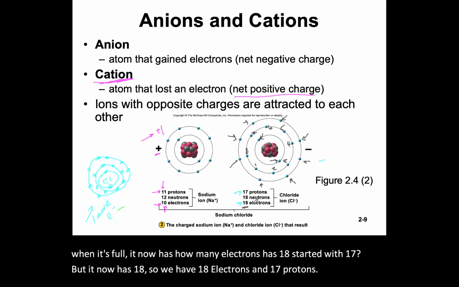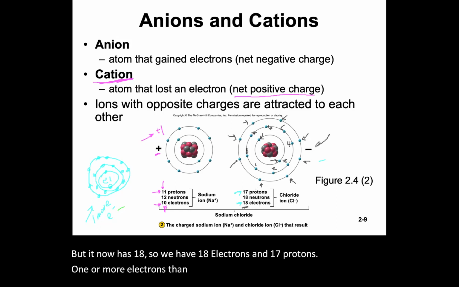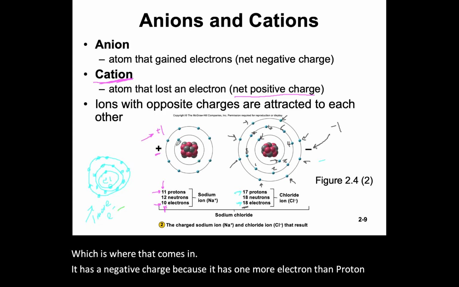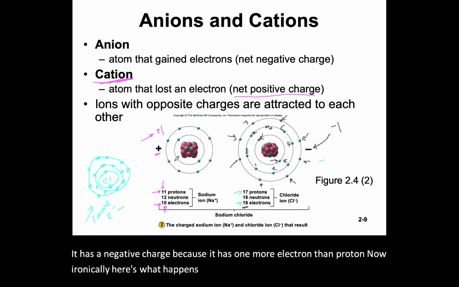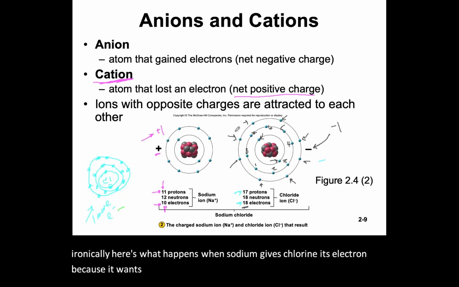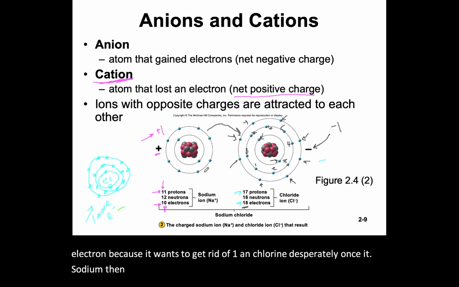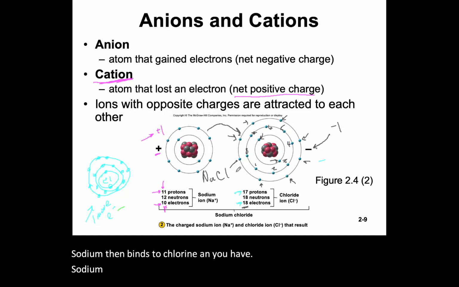One more electron than proton, which is where that comes in. It has a negative charge because it has one more electron than proton. Right? Now, ironically, here's what happens. When sodium gives chlorine its electron, because it wants to get rid of one, and chlorine desperately wants it, sodium then binds to chlorine, and you have sodium chloride, or table salt.